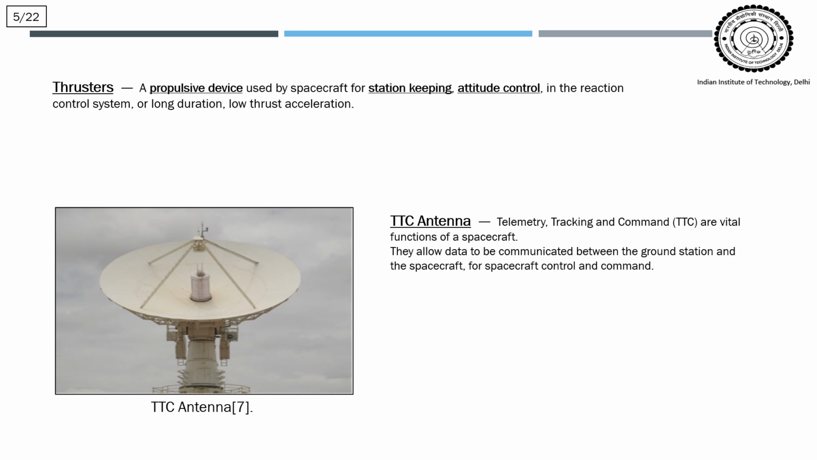Next is thrusters. It is a propulsive device used for station keeping and attitude control in the reaction control system. Next, TTC antenna. Telemetry, tracking, and command are the vital functions of a spacecraft. The ground station and the spacecraft communicate with each other through this TTC antenna.